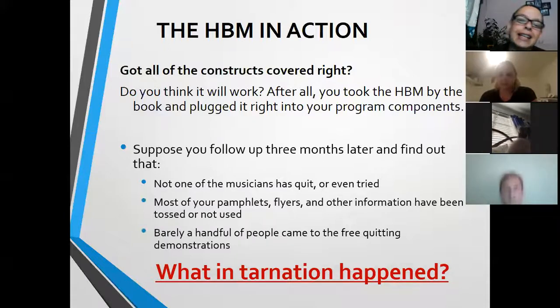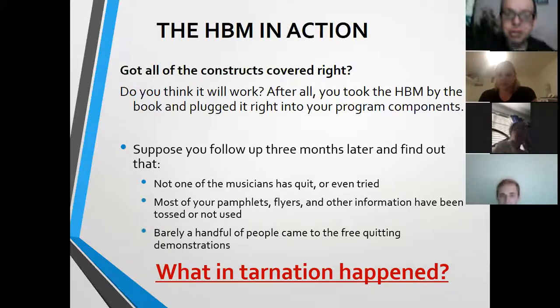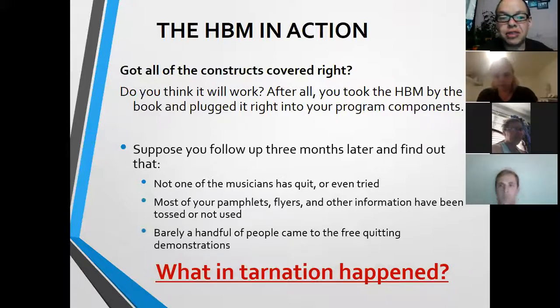And then it says, suppose you follow up 3 months later and find out that not one of the musicians has quit or even tried. Most of your pamphlets, flyers, and other information have been tossed or not used. Barely a handful of people came to the free quitting demonstrations. What happened?